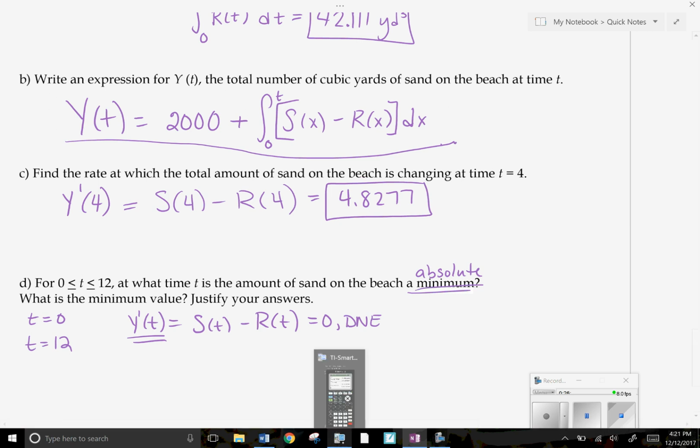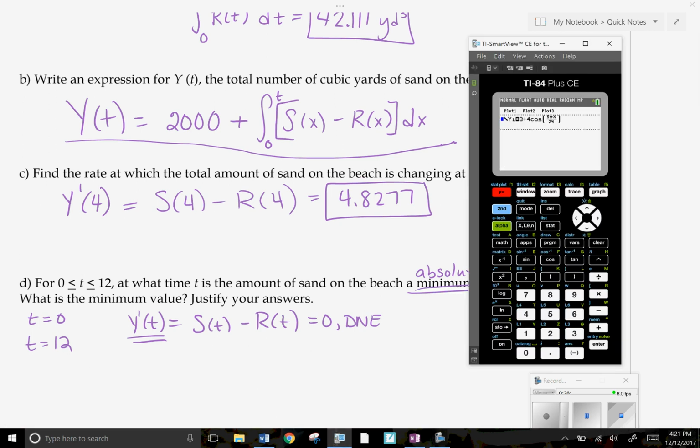In my calculator, I already have s and r graphed, so all I really need to know is where they cross on the interval from 0 to 12. So I'm going to go to my window and change my x window from 0 to 12. Since I want to know where they cross, I'm going to think about their range. r would have a range from 7 to 1, so I should make my y window go from like 0 to 10.